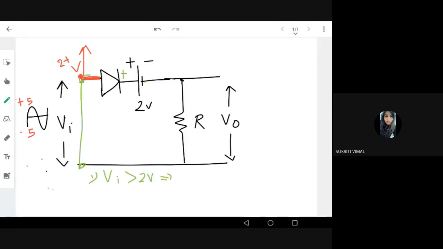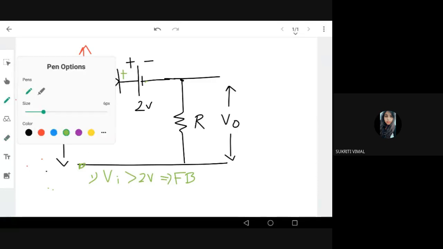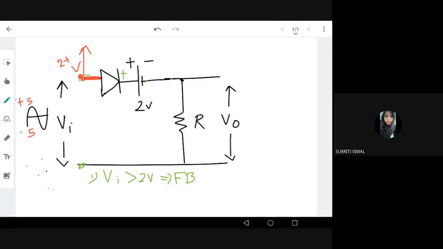Diode status: the diode is on, or forward biased. So what will the circuit be? The circuit will be like this, right? The input voltage will be greater than 2 volt. For example, I'm just saying Vi greater than 2 volt, with plus here and minus here.